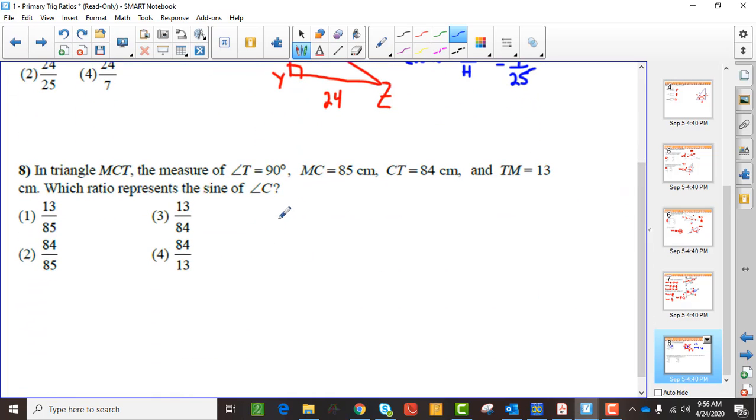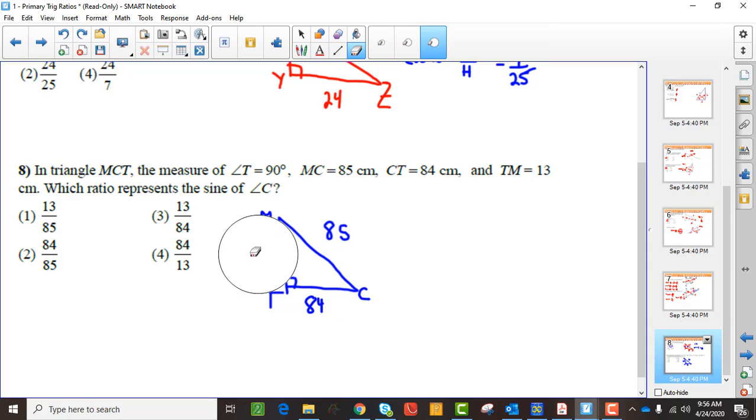And the same thing happens here. It gives me a triangle. This angle T, it says, is 90 degrees. And then, so this will be M, this will be C. It says this is 84. Angle, or side CT is 84. And then, whoops, I didn't want to do that. Let me make this a little bit smaller here. There we go. And then TM is 13.